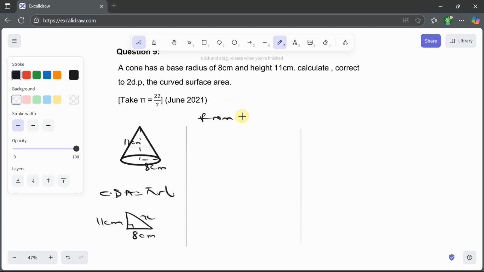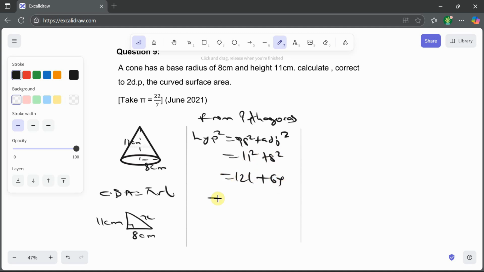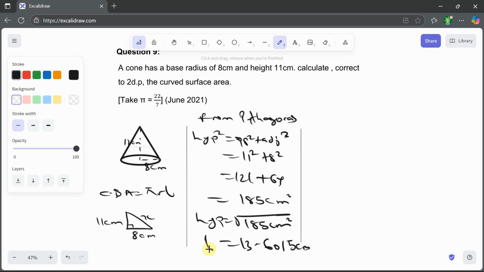So from Pythagoras, I'm going this fast because we have treated almost all these things before in the previous videos. The hypotenuse squared is equal to the opposite squared plus the adjacent squared. So that will be 11 squared plus 8 squared. That will be 121 plus 64, and that will be 185 centimeter squared, right? So the hypotenuse will just be square root of 185 centimeter squared. That gave me 13.6015 centimeters. That's our hypotenuse, which is our L, right?